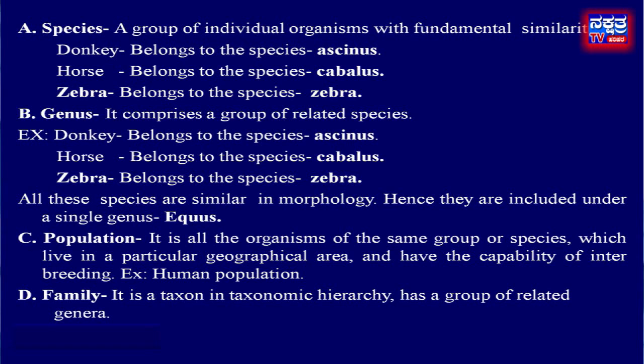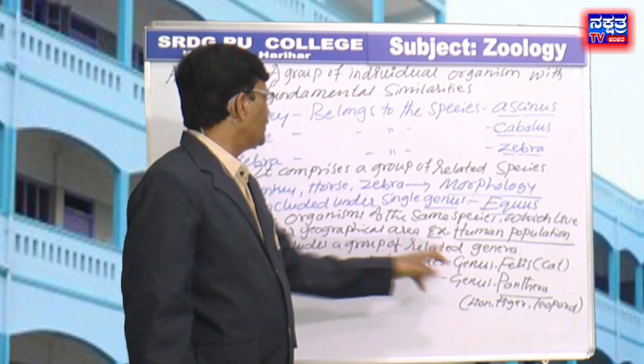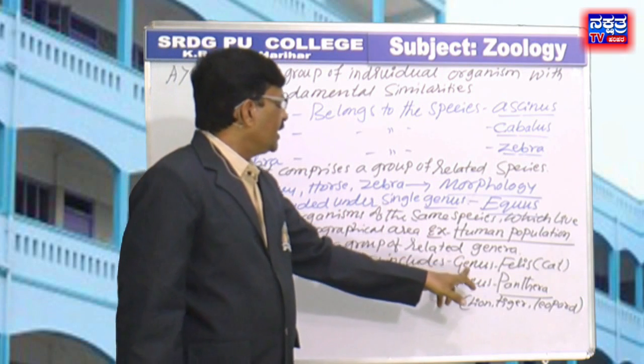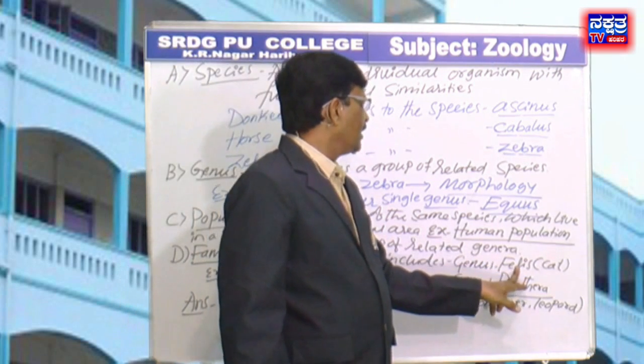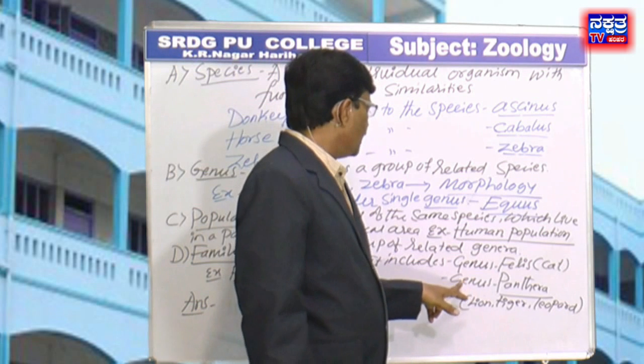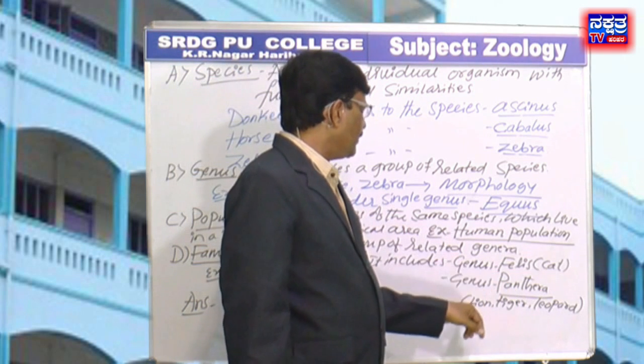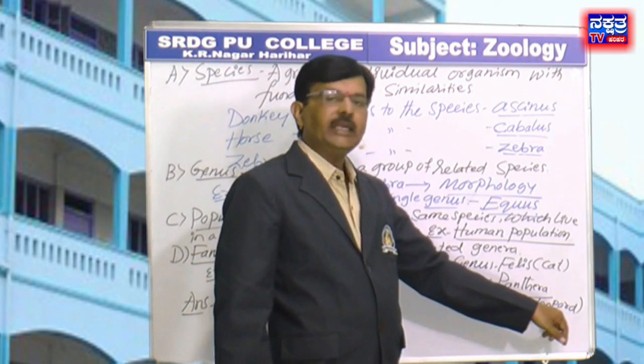Next, D is family. It is also a taxonomical category. It includes a group of related genera. For example, Felidae is a family. It includes a group of genera. As mentioned in the explanation, genus Felis includes cats. Similarly, genus Panthera includes the animals lion, tiger, leopard.